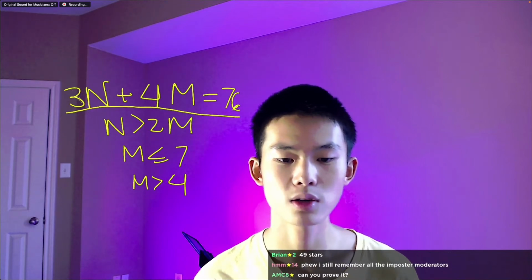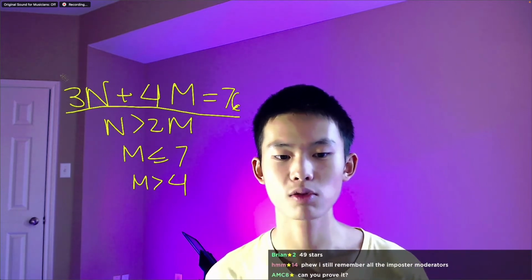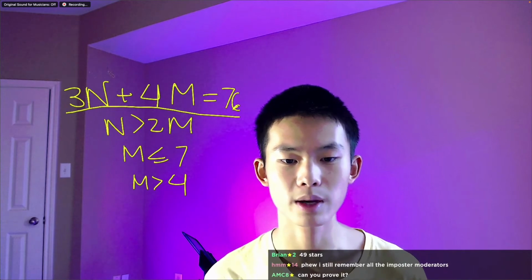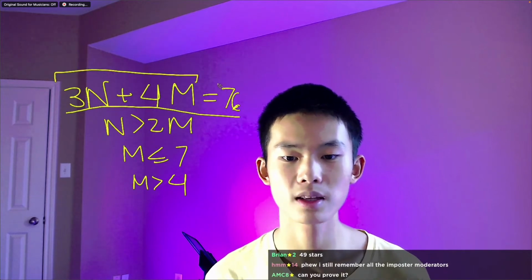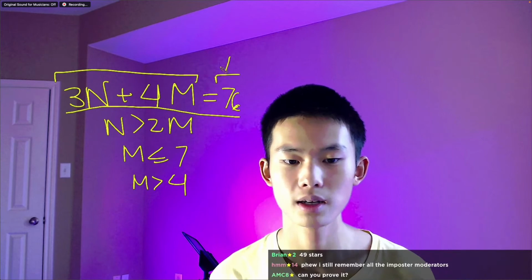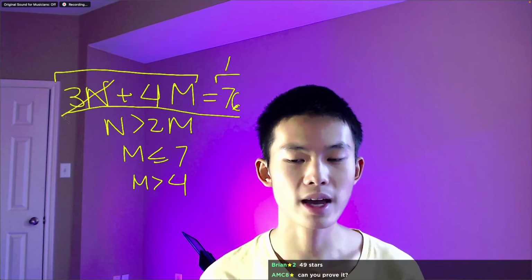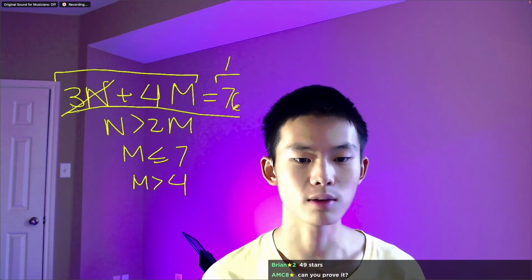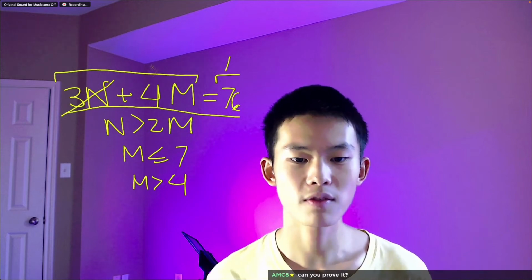So if we take modulo 3, and if you don't know what modulo 3 is, basically it's the remainder when this is divided by 3. It has to equal the remainder when 76 is divided by 3, which is 1. Since 3n is always going to be a multiple of 3, we really just care about 4m having remainder 1 when it's divided by 3.